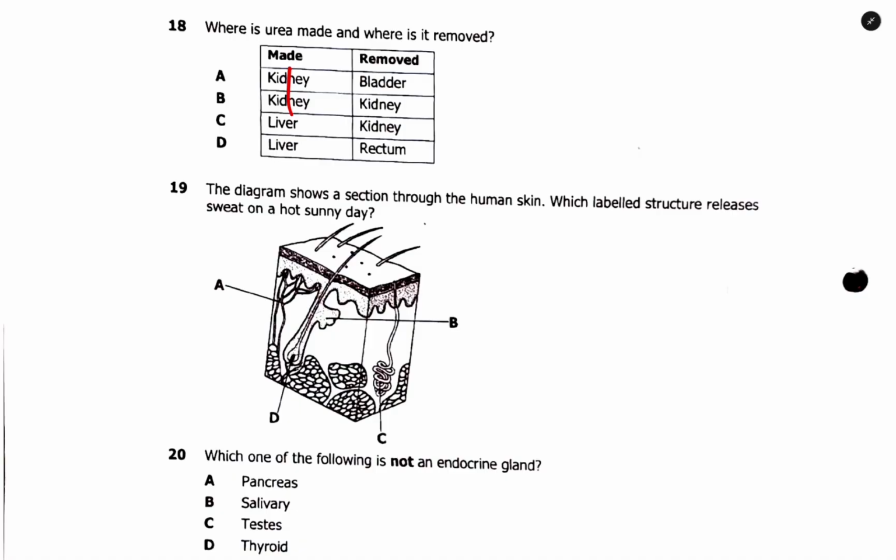Okay, the process of urine formation. So the answer here is C. But if you have a different answer, please put it on and explain.